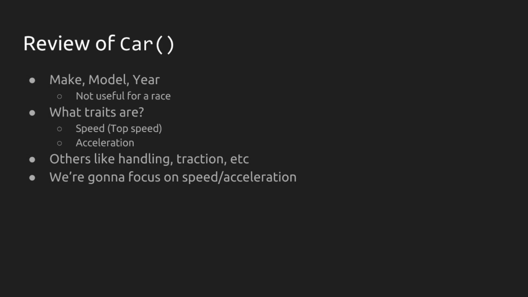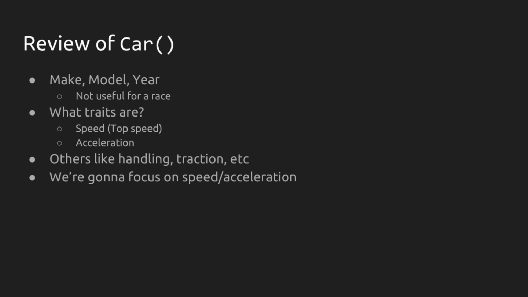So let's review car for the moment. It has a make, it has a model, it has a year. None of those are really useful for a race. What traits are useful for a race? Well, we need to know speed, the car's top speed, and we need to know its acceleration, how quick it can get to that top speed.